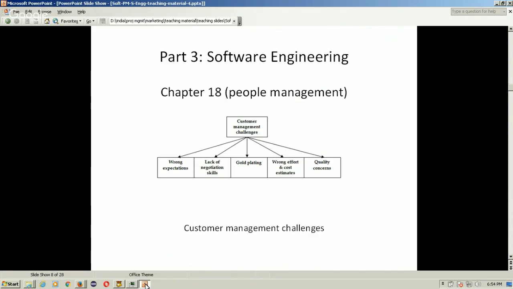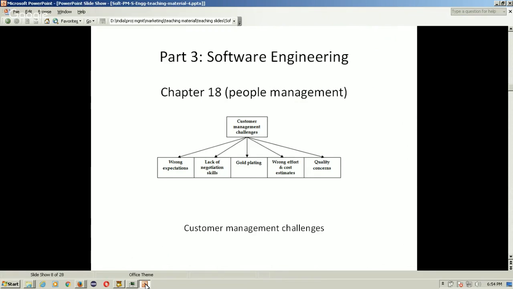And here are the challenges for customer management. So first of all, wrong expectations. Generally customers have very high expectations, which may not be possible. So you have to deal with these wrong expectations of the customer.